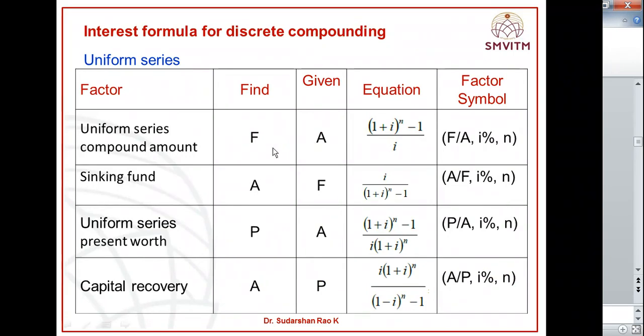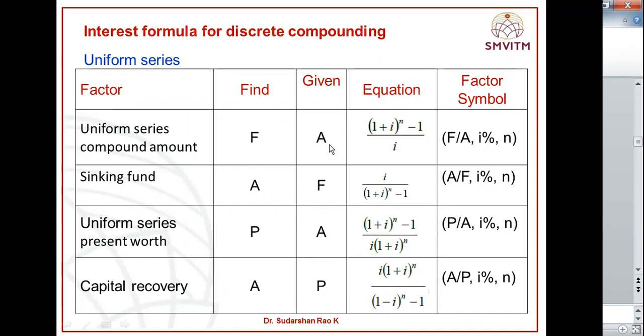The first one is the uniform series compound amount, where we find F, the future value, for the given A. Here A is the annual amount deposited or withdrawn, the cost or the benefit. Annually the same amount, uniform throughout the interest period; the same amount will be deposited or withdrawn.